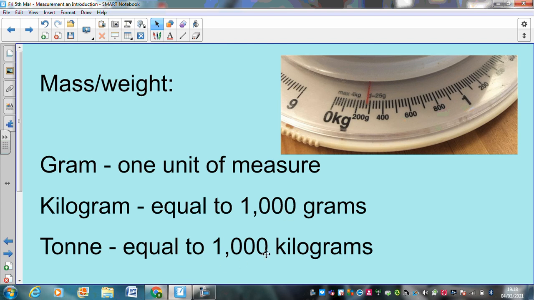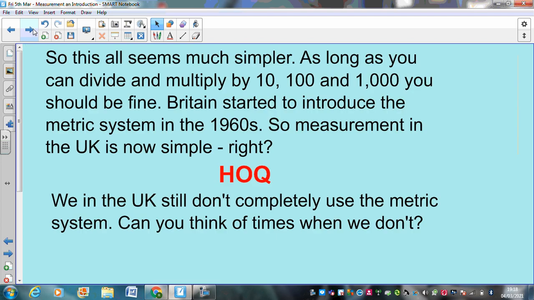And if you had 1,000 kilograms, that's a ton. If someone says, oh, this weighs a ton, well, it doesn't unless it weighs 1,000 kilograms. So this all seems much simpler, as long as you can divide and multiply by 10, 100 and 1,000, and I know you can do that. We've done that a lot in maths, you should be fine.